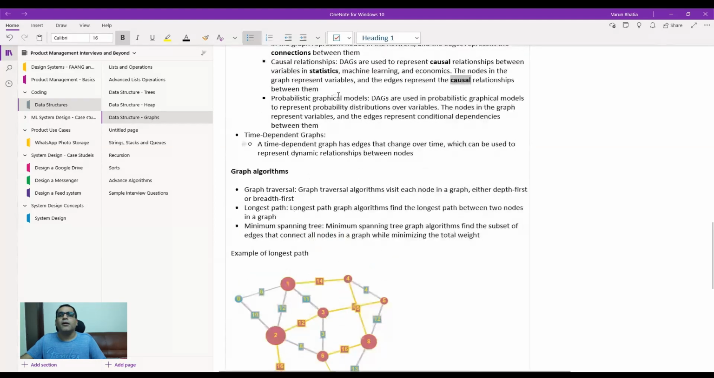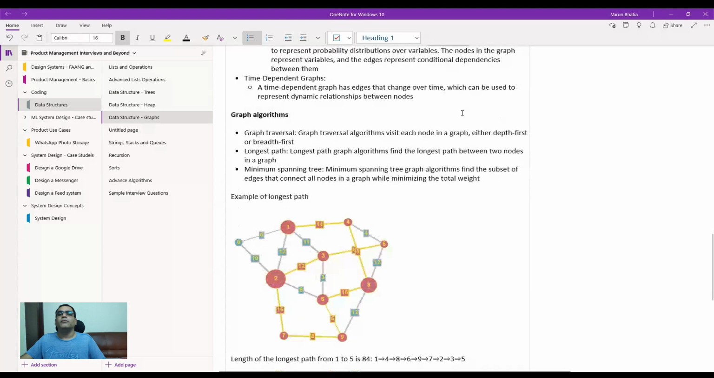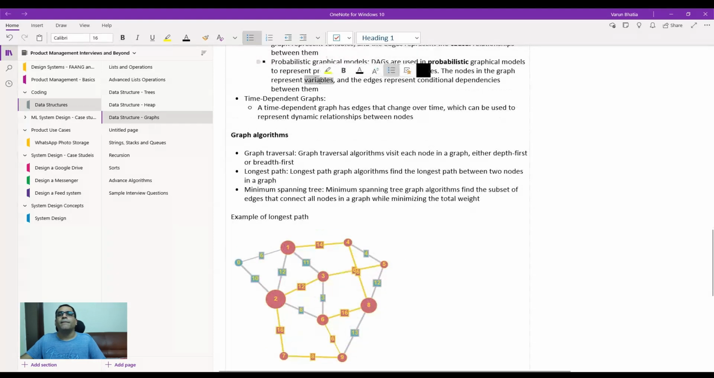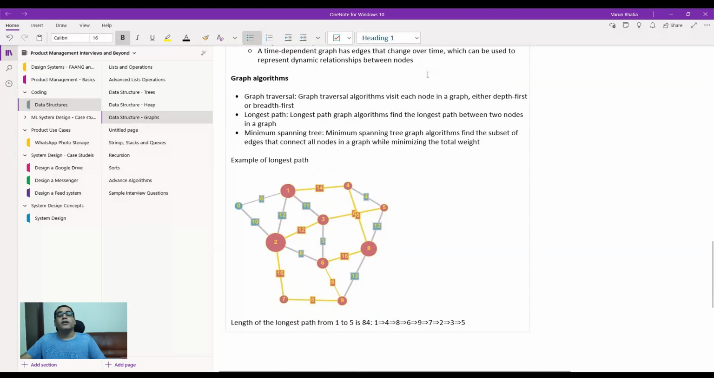Then there are probabilistic graphical models. DAGs can also be used in that scenario. How do you do that? Nodes in the graph represent variables, and edges represent conditional dependencies between the variables, correct? Another category is the time dependent graph. A time dependent graph has edges that change over time, which can be used to represent dynamic relationships. It's probably an important category if your relationships are very dynamic and do not stay stagnant, right?